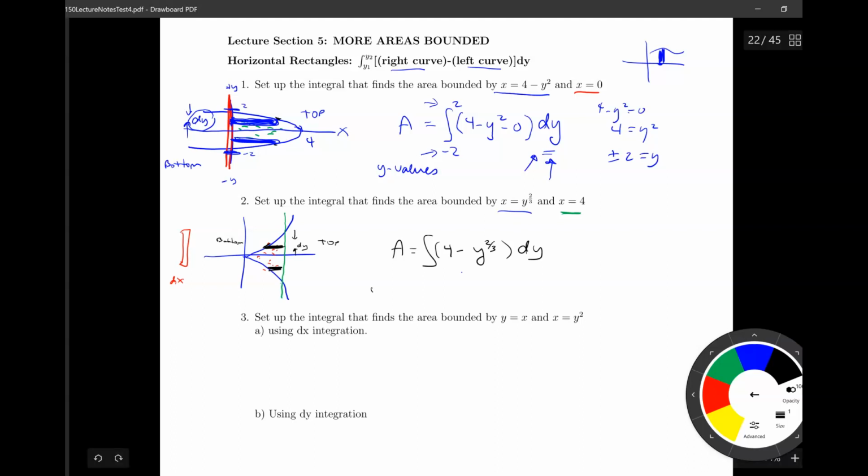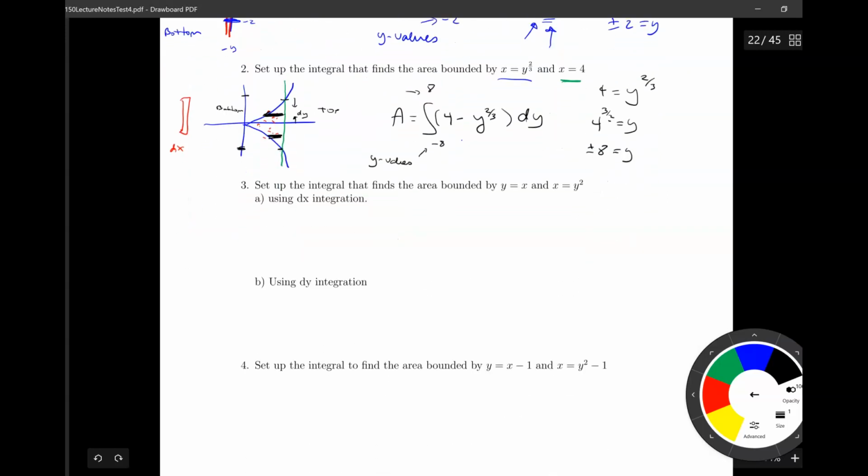Now I have to find the y values for the limits of integration. So where do these two functions intersect? Because this is where I want to start building rectangles and this is where I want to end building rectangles. If I set 4 equal to y to the 2/3, that's like saying 4 to the 3/2. You know this half here means take the square root. So I'll get plus or minus 2 cubed, so plus or minus 8. So from -8 to 8.